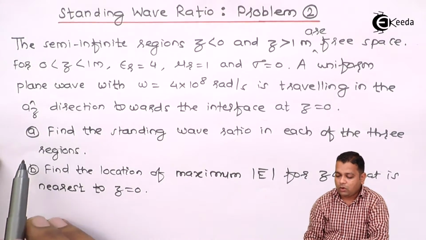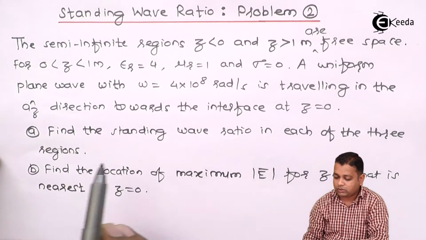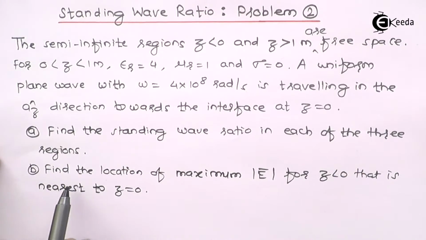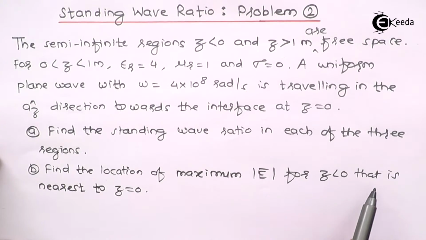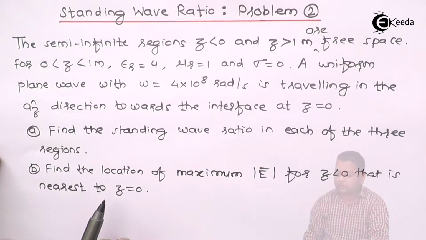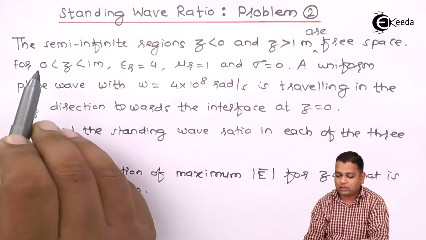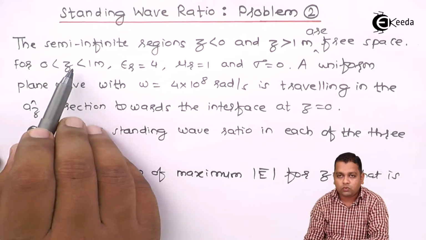So here we have two parts. In part A, find the standing wave ratio in each of the 3 regions, and in part B, find the location of maximum magnitude of E bar for z less than 0, that is nearest to z equal to 0. So to read this problem statement, we come to know the regions are multiple: less than 0, greater than 1, and the region between 0 to 1 meter.